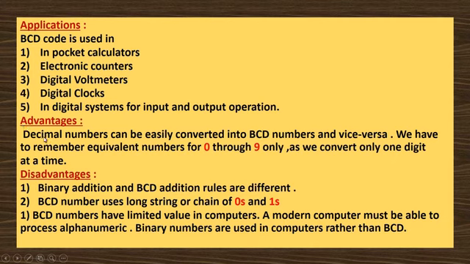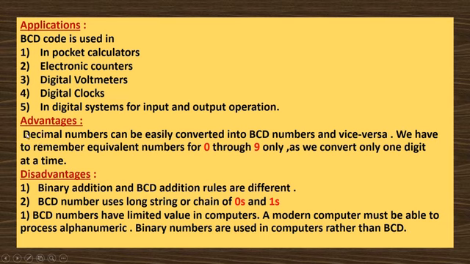BCD code is a 4-bit code, so we have to remember only the 0 to 9 equivalent binary. Okay, so this is one of the most important advantages of BCD code, and we can quickly write the equivalent BCD of a given decimal number.